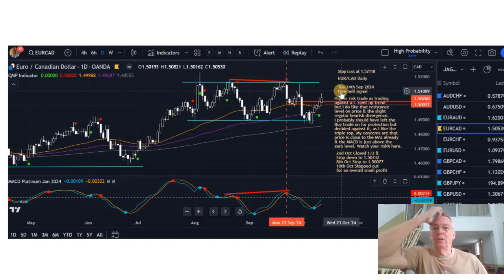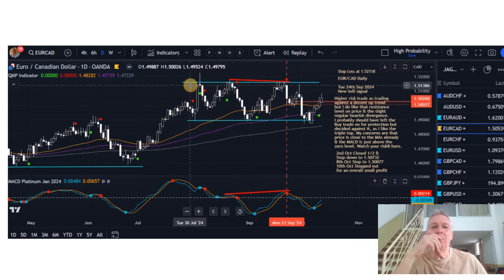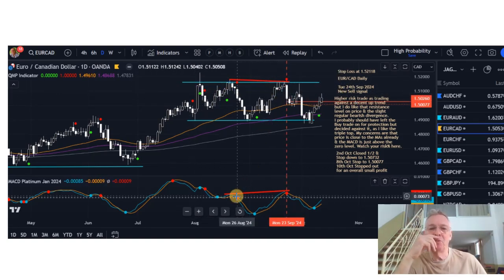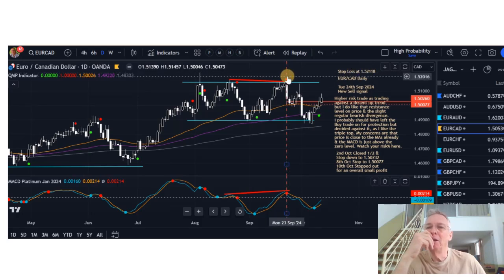This sell was taken on the 24th of September. Nice resistance level on price. There was a hidden bearish divergence there. Came down, so on the 2nd of October, closed half. I'm thinking it might be in here somewhere. Yeah, there. Couldn't really close it, even though price hit the moving averages, and it went back up to the resistance level. The initial stop was up at 52118, so no chance of getting stopped out.